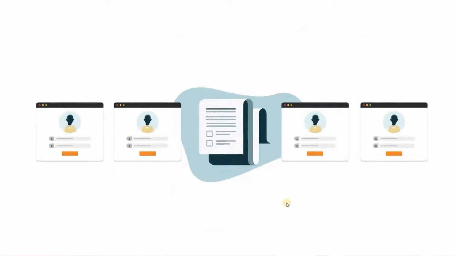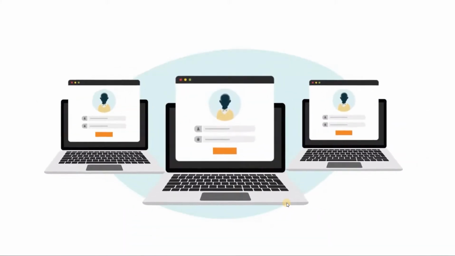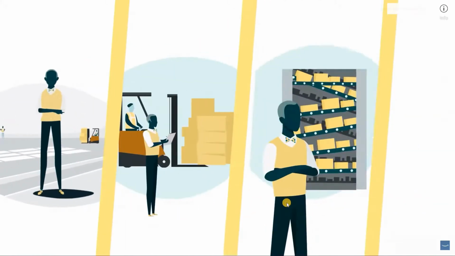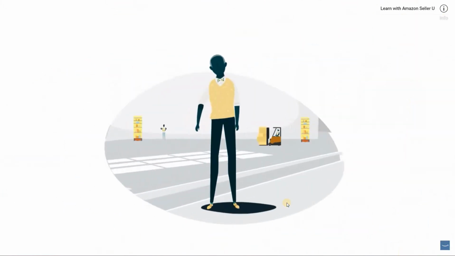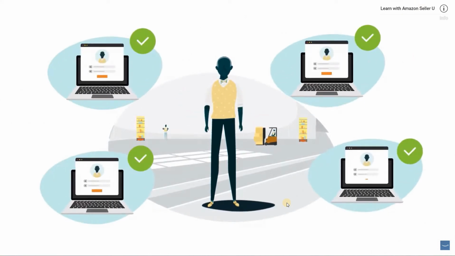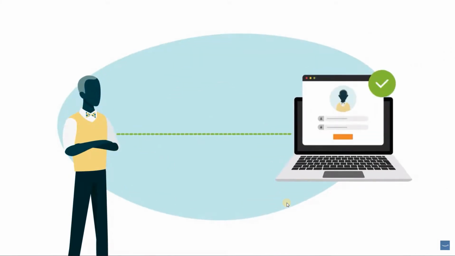Let us first discuss the multiple selling account policies. Sellers are considered to have multiple or related accounts when they own, operate, are involved with, or have access to more than one Amazon selling account. Sellers who have a legitimate business need to operate multiple selling accounts can do so. Sellers are not currently required to request approval from Amazon to open a subsequent selling account.